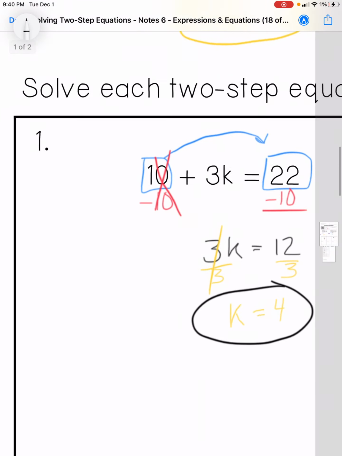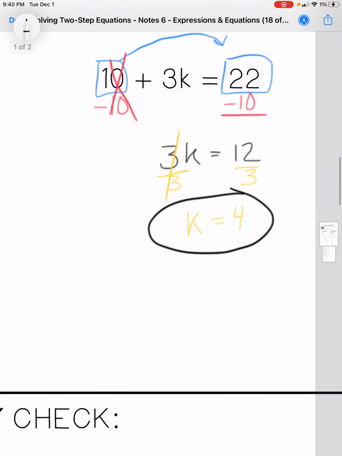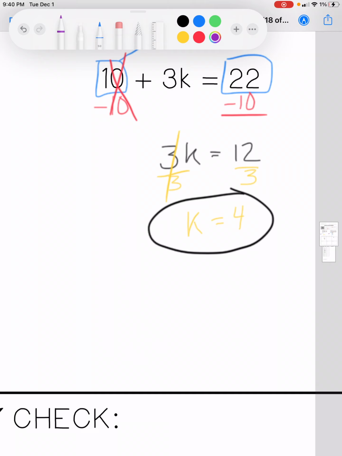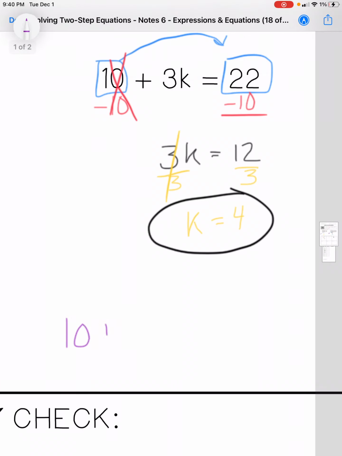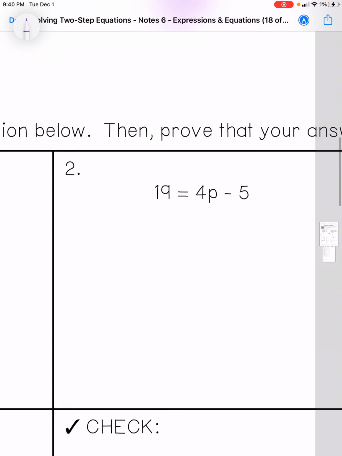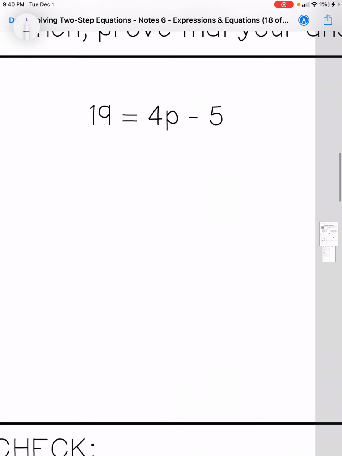Again, all you have to do to check your answer is plug whatever you got for x back into the original equation. So it'll be 10 plus 3 times 4. Does that equal 22 on your calculator? All you have to do is enter that part right there and tell me if it equals 22 on your calculator. If it does, then you have the correct answer, okay? All right, moving on. Again, just tell the subs to pause it if you get behind.